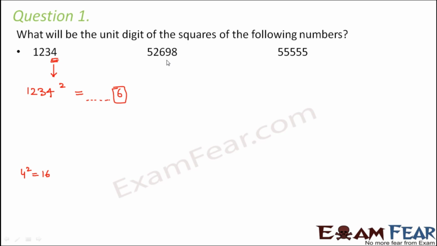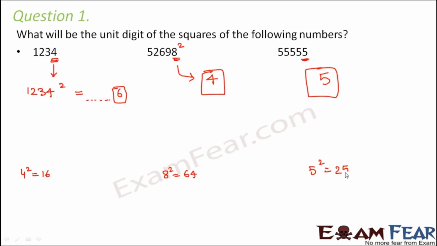For the second number, 52698, which is the unit digit? It is 8. So when you find its square, you know that 8 square is 64. So can you tell me what would be the unit digit when you find its square? The units digit would be 4. Let's look at this one, 55555. The last digit, the units digit, is 5. So obviously the unit digit of the square would be 5. That's because 5 square is 25.